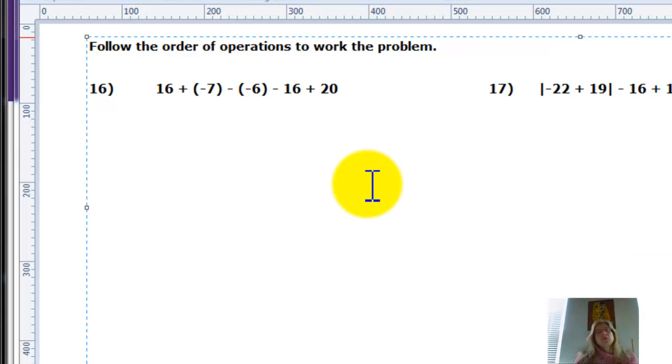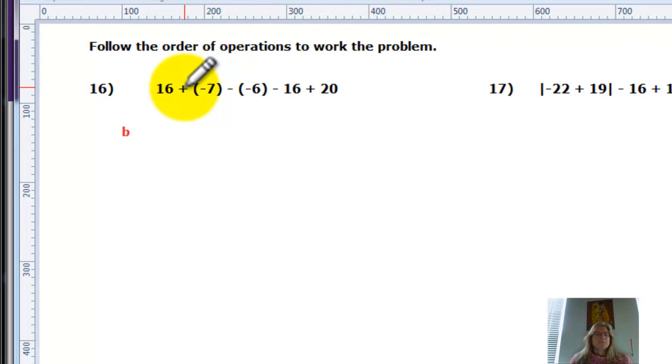Alright, this is following order of operations using integers and absolute value signs. The trick to this is remembering always to keep track of what you're doing. So in problem 16, I like to think of it as the first line here, and then we'll create a second line. So we'll use letters.